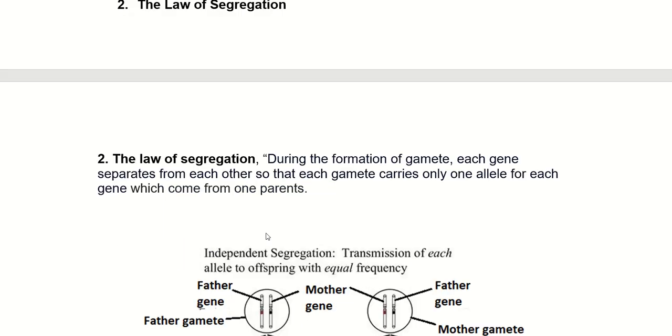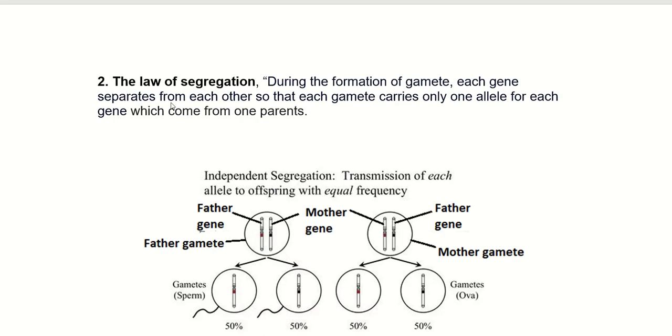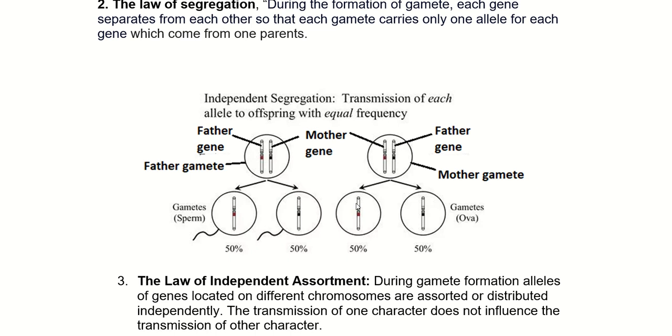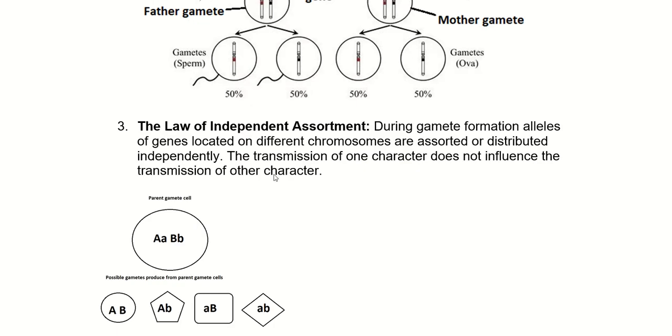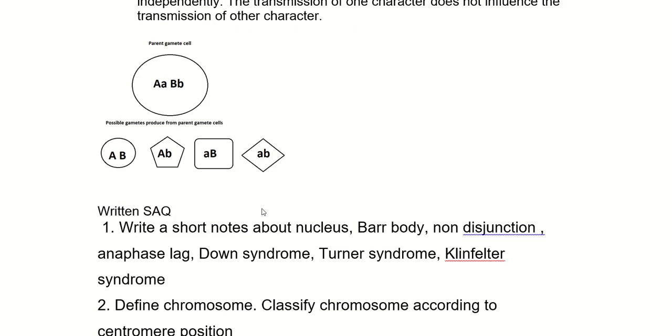Law of segregation. During the formation of the gametes, each gene separates from the other so that each gamete carries only one allele for each gene, which comes from one parent. So these two genes are separated during gamete formation, and they go to separate gametes. Law of independent assortment. During gamete formation, alleles of genes located on different chromosomes are assorted or distributed independently. The transmission of one character does not influence the transmission of another character.